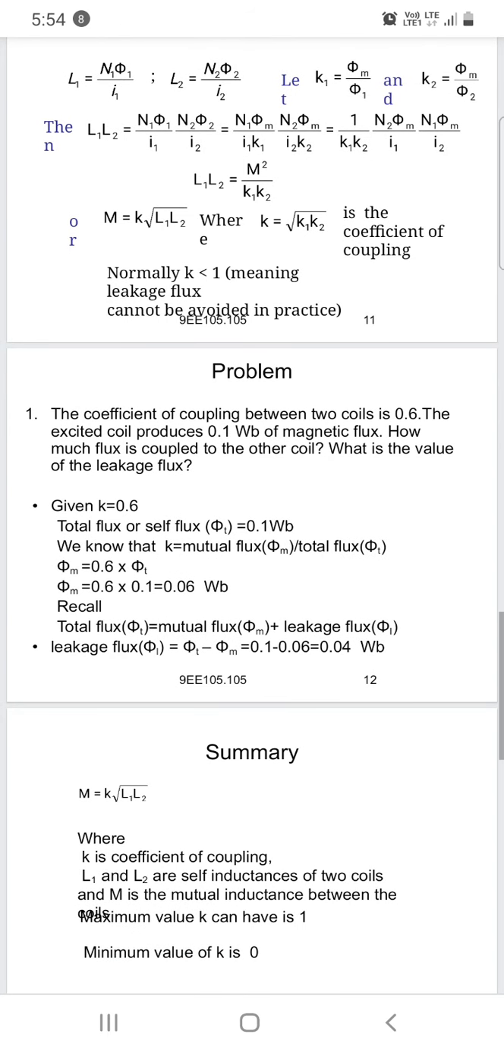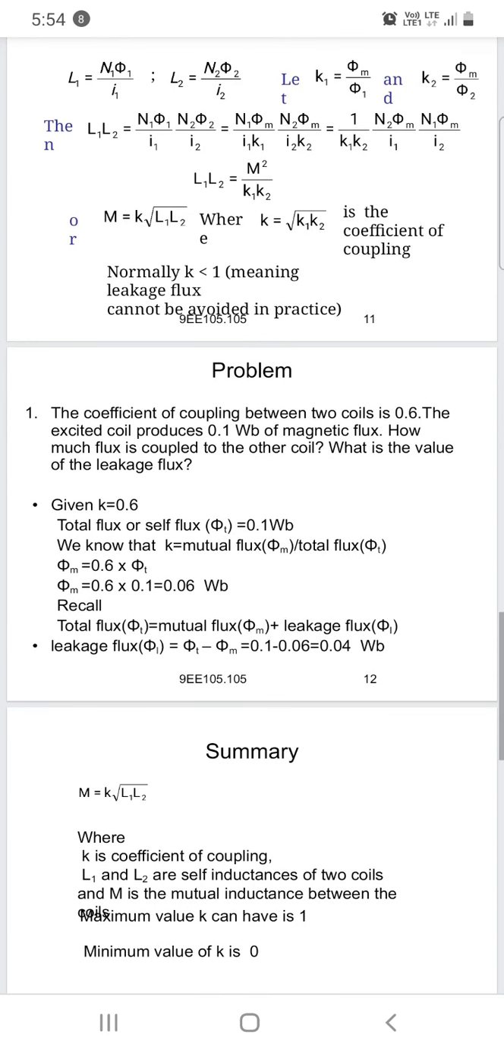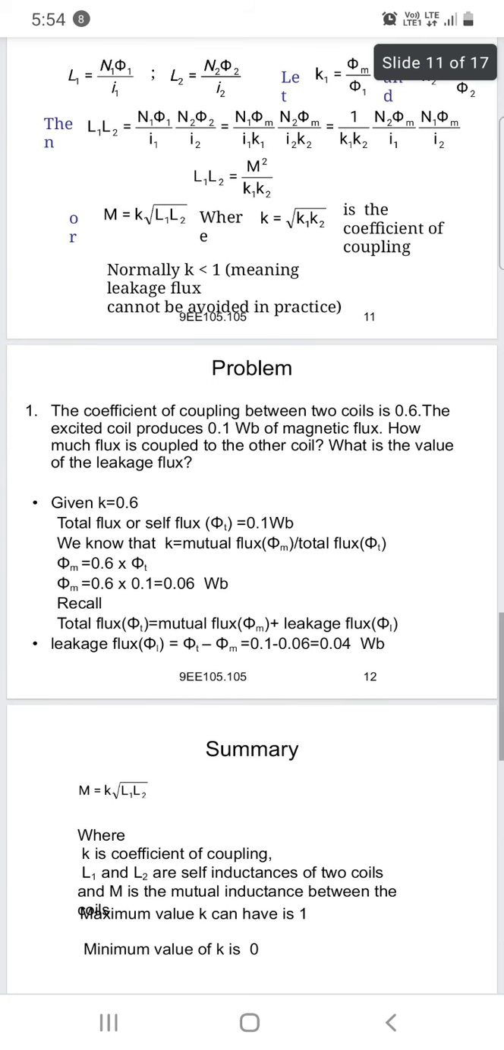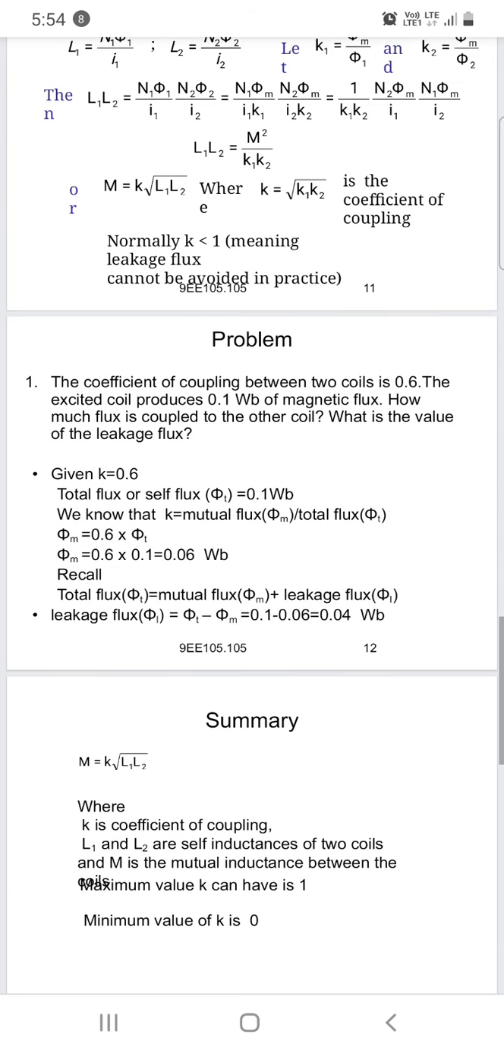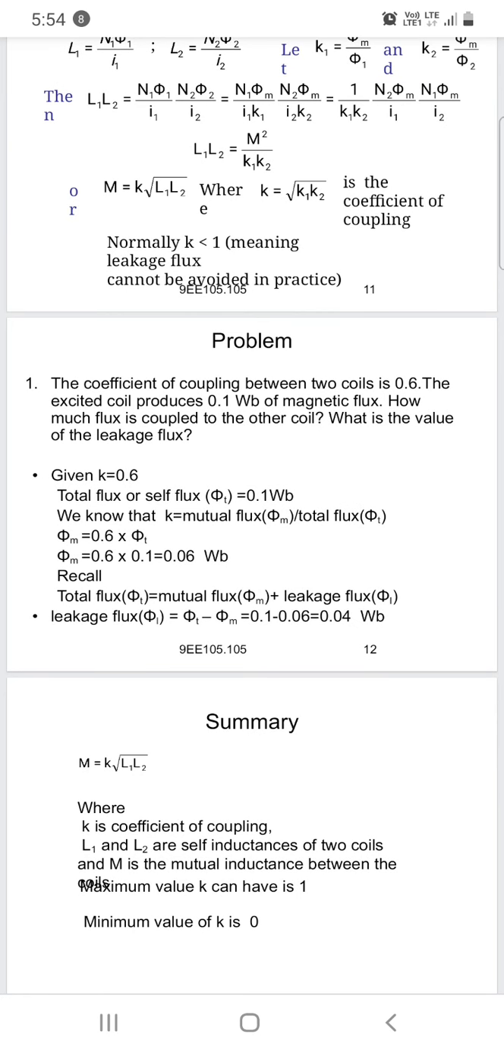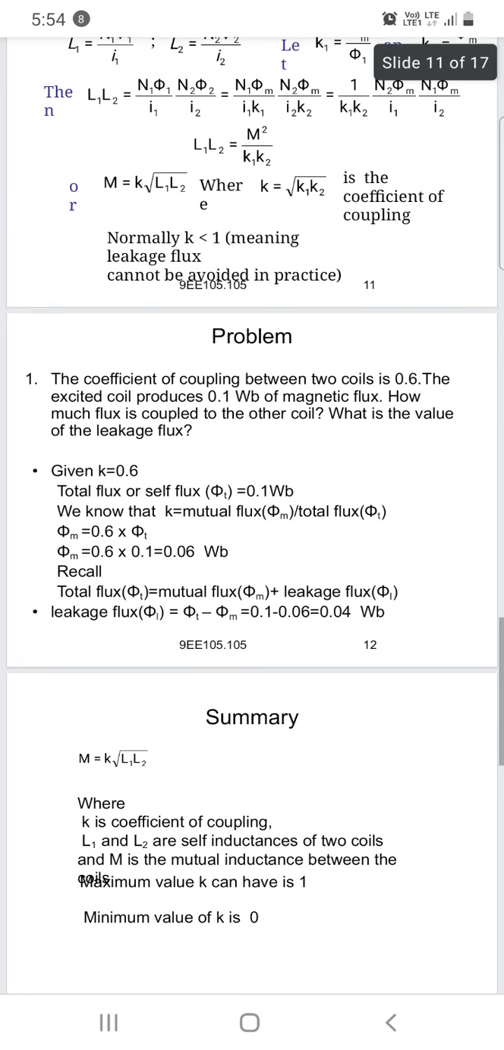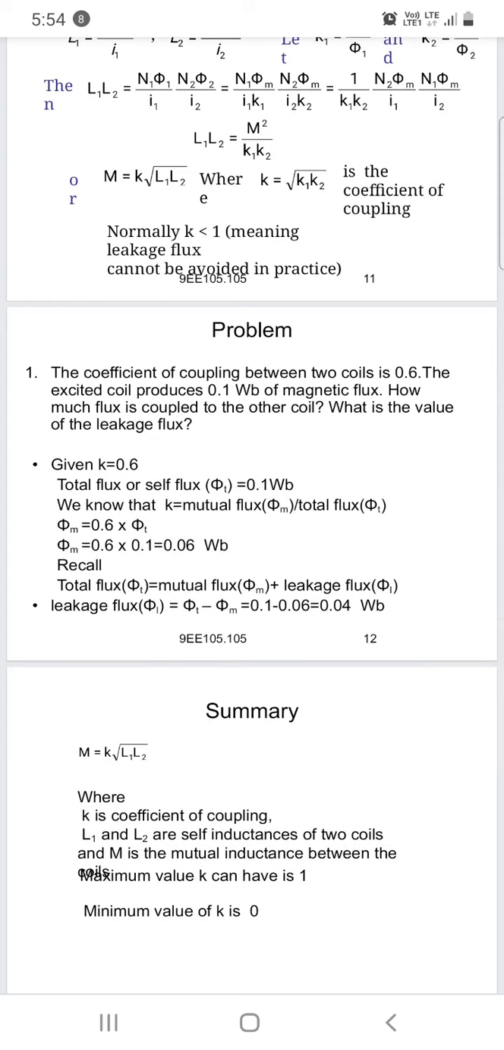Normally K is less than 1, meaning that the leakage flux cannot be avoided in practice.